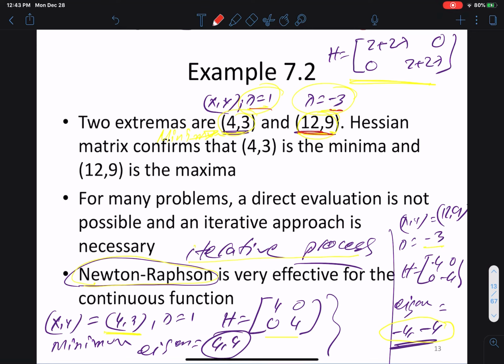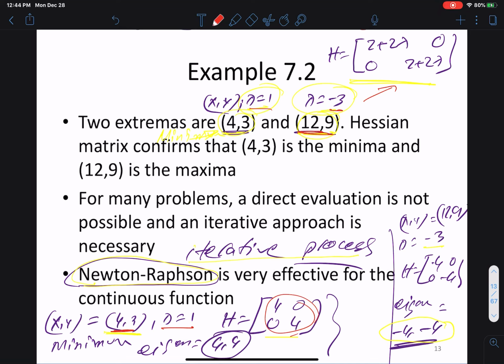So which one is minimum? I can do that by examining my Hessian matrix. So this is the Hessian matrix over here. Then for the x, y point 4, 3, lambda is 1. I put the lambda back here. Then this is my Hessian matrix for x, y value 4 and 3. Then my eigenvalues are 4 and 4. So both are positive. That means it's a positive definite matrix, right?